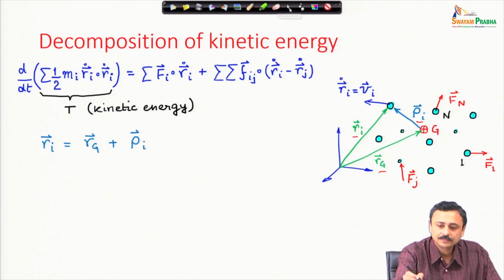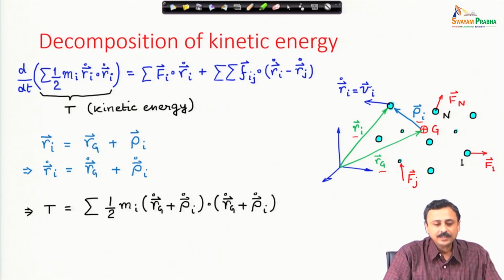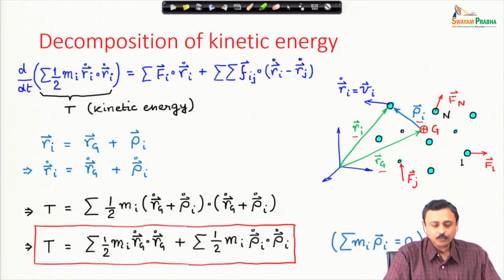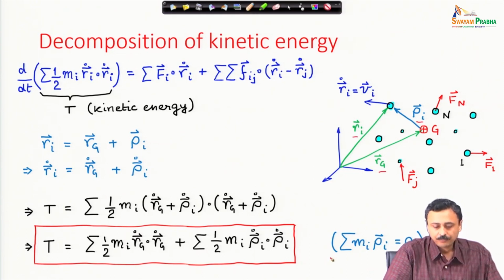If I do that, I can also time-differentiate it and substitute in the expression of the kinetic energy, as I have done here in this step. Now, I open this dot product, open the brackets and simplify. What I obtain after simplification is a straightforward algebraic step which you can very easily do.